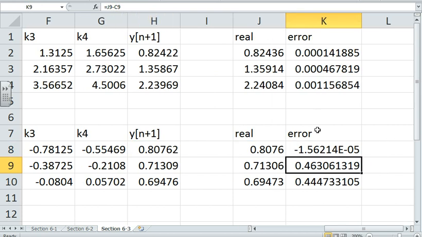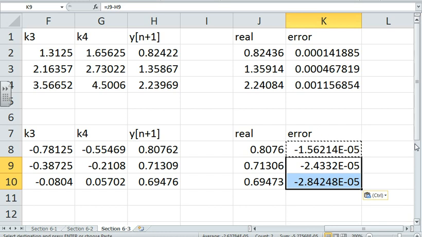Oh, you like that? You like that better? Is that better? Copy. Paste. Oh, yes. There we go.